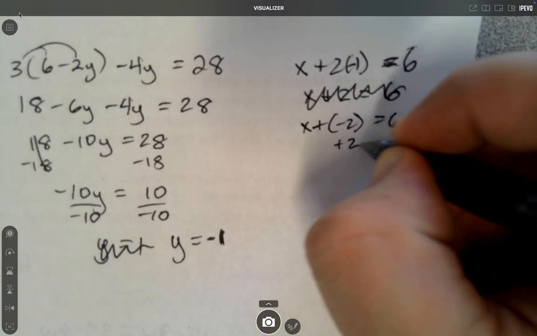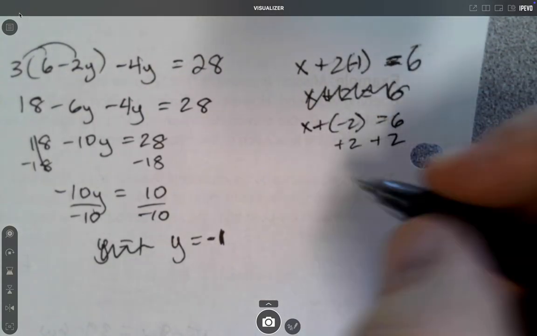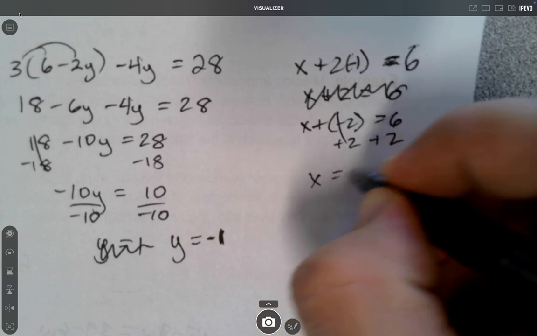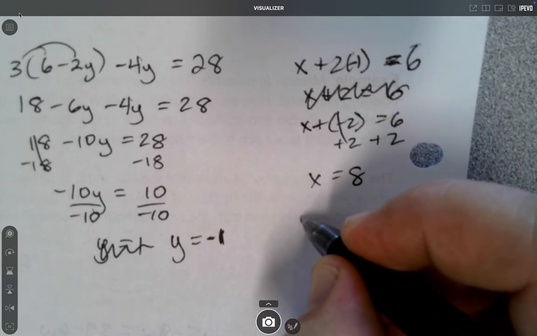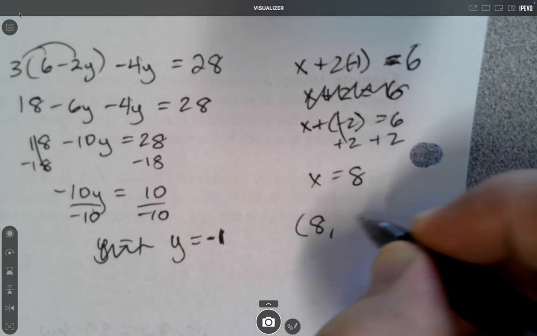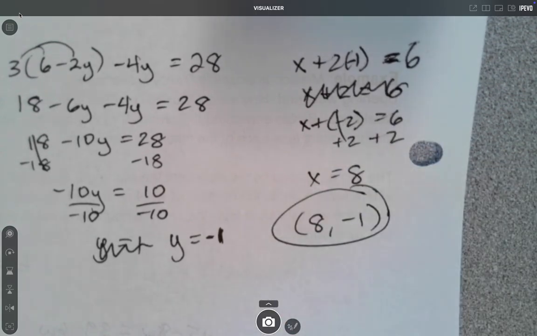So then I add 2 to both sides. You could say x minus 2 as well. You get x equals 8. So the ordered pair, the solution to our system of equations, is 8, negative 1.